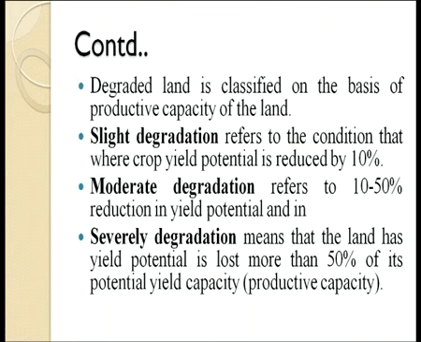Degraded land is classified on the basis of the productive capacity of the land. Slight degradation refers to the condition where crop yield potential is reduced by 10%. Moderate degradation refers to a 10 to 50% reduction in yield potential, and severe degradation means the land has lost more than 50% of its yield potential.